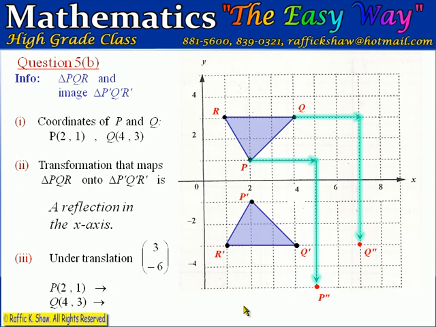And then we can therefore show the result of the translation. P double prime is (5, -5), and Q double prime is (7, -3). 2 plus 3 is 5. 1 minus 6 is -5. 4 plus 3 is 7. 3 minus 6 is negative 3. So we could have done it by calculation, or we can do it by construction as shown on the graph. So that's the answer for that question.